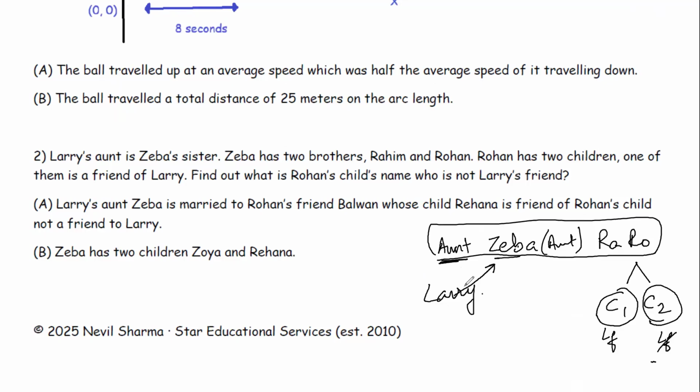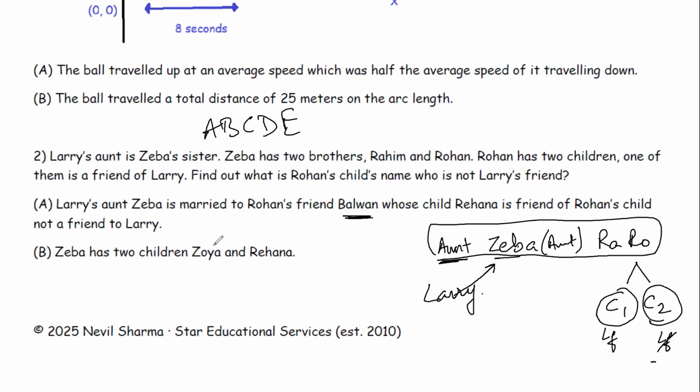That is Rohan's child, who's friend to Larry, who's not friend to Larry. So the name of Rohan's child who's not friend to Larry. Okay, so that's the part. A, B, C, D, E. First statement. Larry's aunt Zeba is married to Rohan's friend Balwan.